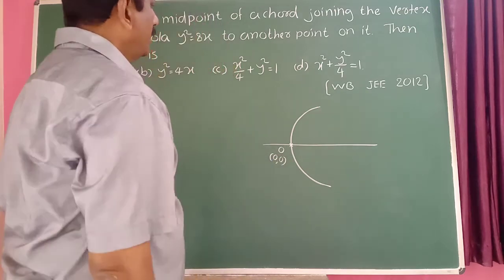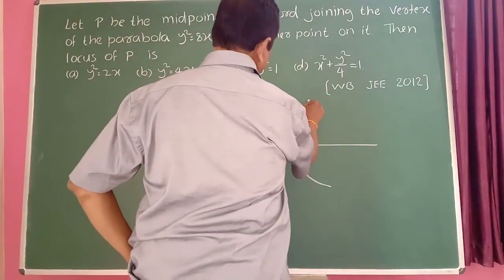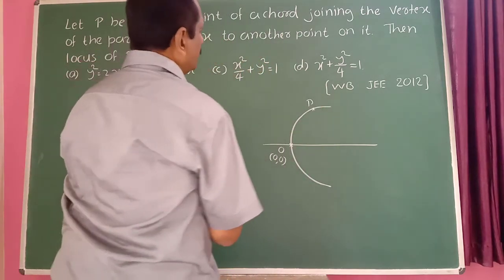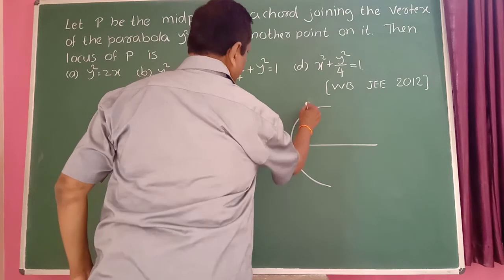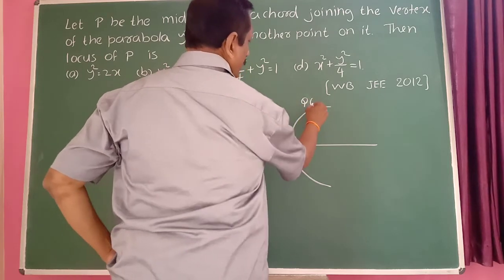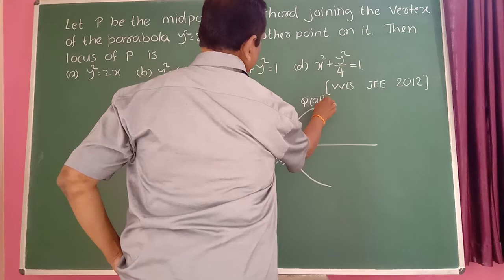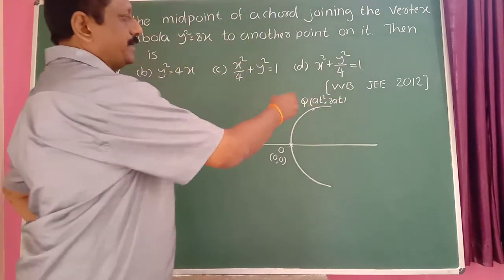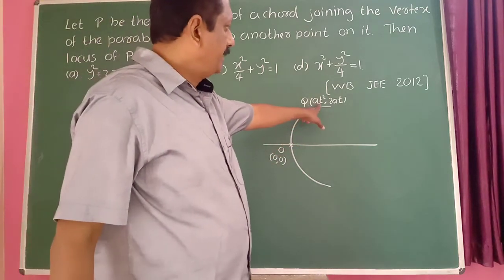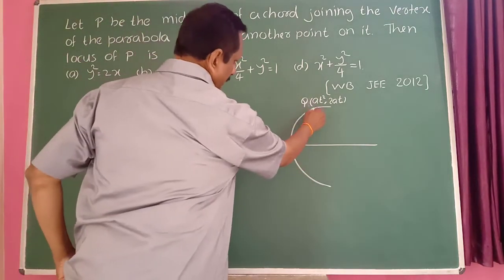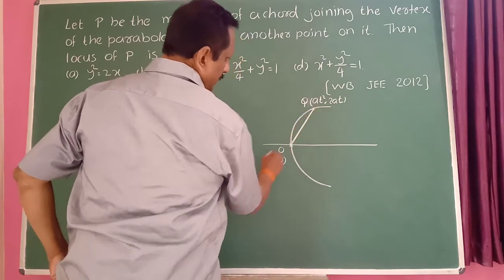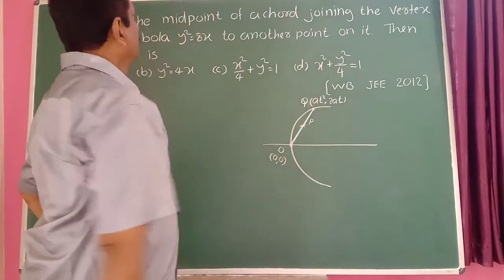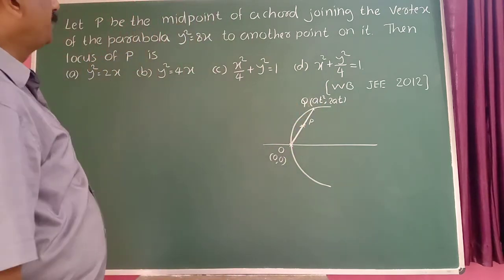0, 0, and here point P, not a point P here, because P is the midpoint of the chord here. Take that point as Q here. It has coordinates (at², 2at) here. The point lies on the parabola, hence you can take (at², 2at). Then join it here. Then P is the midpoint of this OQ here. Then what is the locus of the point P here?